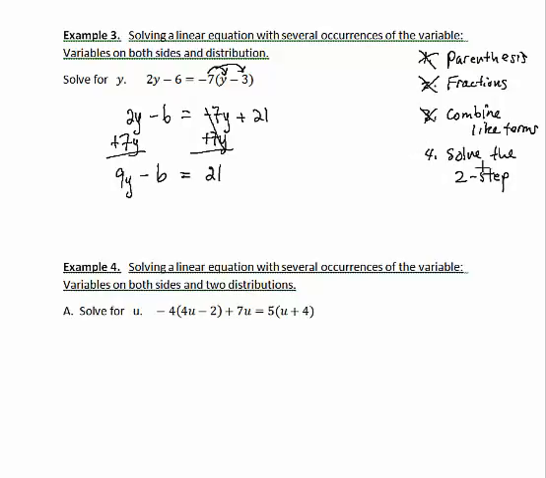And now we are at step 4, solve the two-step equation. There's only two numbers associated with y on the left, a 9 and a negative 6. So therefore we have two steps. First step would be to add 6. That leaves a 9y on the left. 21 plus 6 is 27 for the right side.